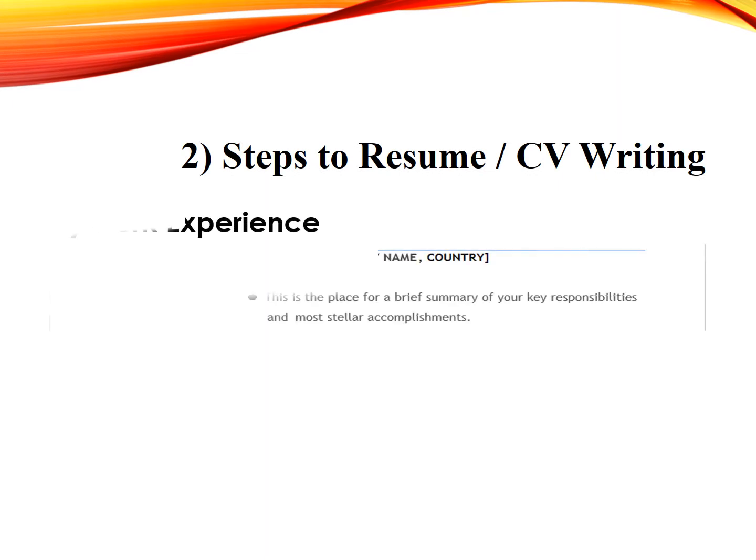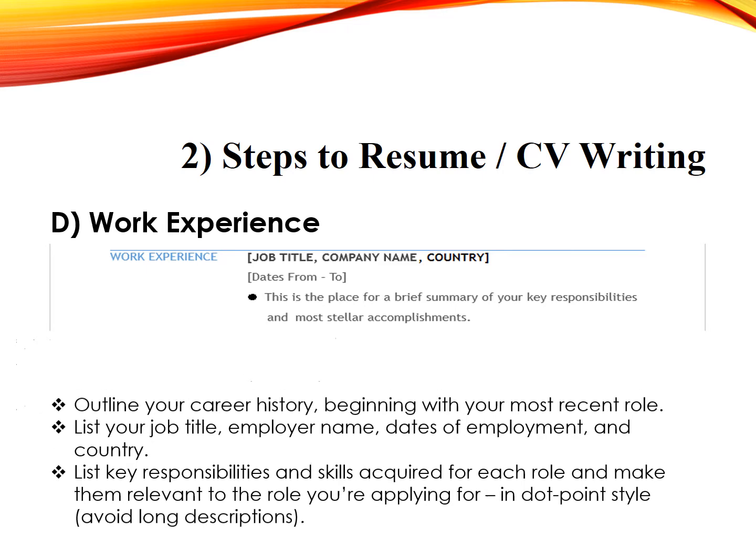Your work experience is the fourth section in your CV. Outline your career history, beginning with your most recent role on the top. List your job title, employer name, start and end dates of employment, and country, for each position. You will need to list your key responsibilities and skills acquired for each role, and make them relevant to the role you are applying for, in dot-point style. When you are listing these duties or skills, avoid long descriptions.